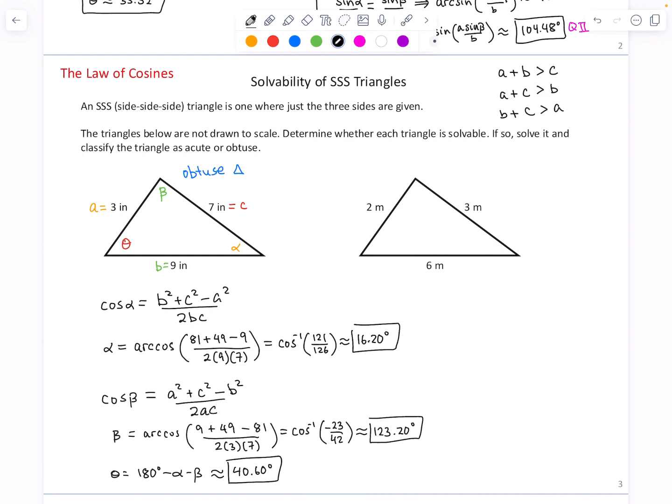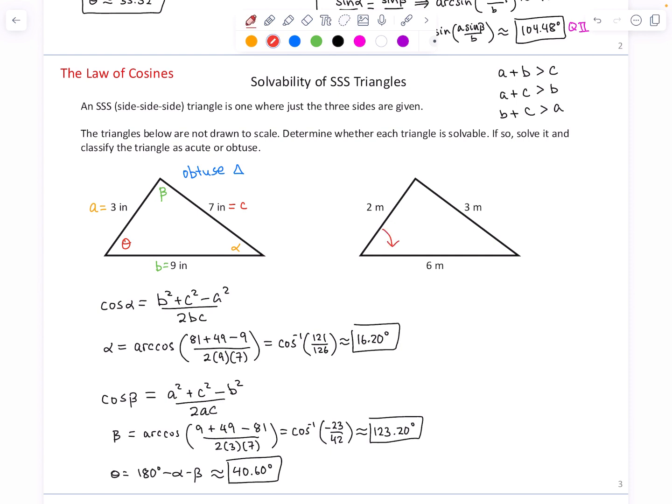Let's look at this next triangle. Let's first determine if it's possible. Notice that 2 plus 3 is 5, and that does not exceed 6. So despite the fact that I drew a triangle and labeled these sides, the measurements are not possible. In reality, 2 and 3 are too short.